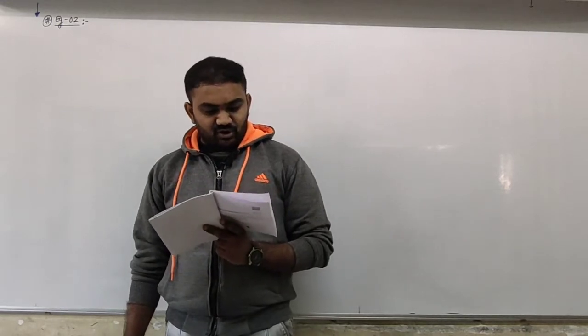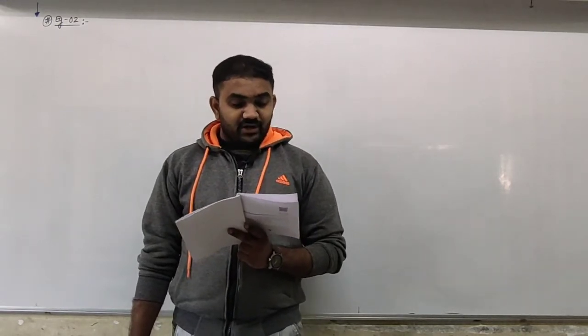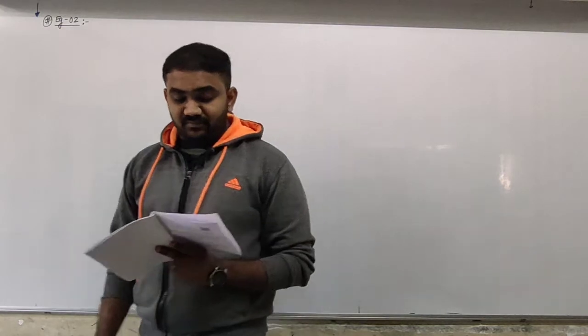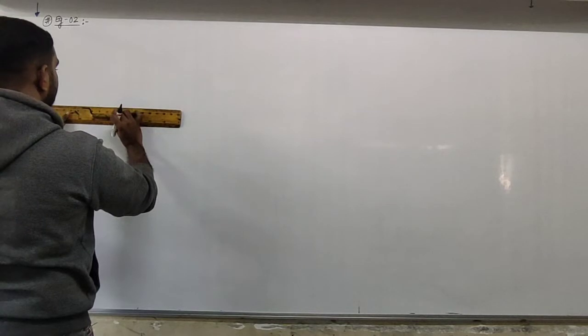So the question is, AB is a line segment and line L is its perpendicular bisector. If a point P lies on L, show that P is equidistant from A and B. What is given? AB is a line segment and L is its perpendicular bisector.